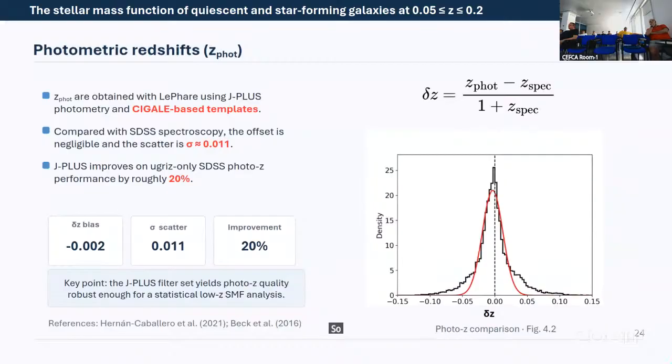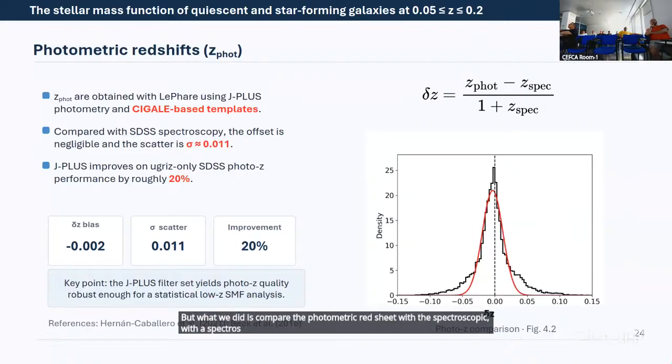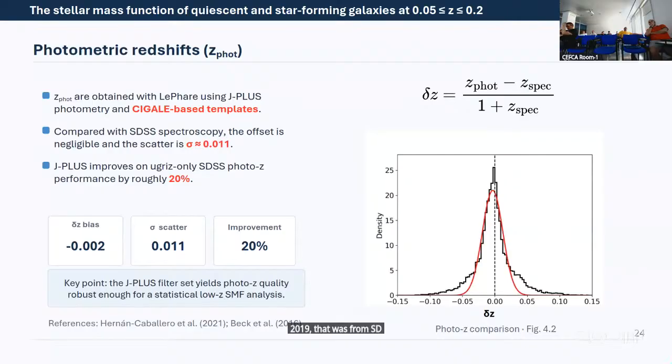Then we need the photometric redshift, which we obtained based on the FAR, thanks to Hernán Caballero. But what we did is compare the photometric redshift with the spectroscopic work from Beck et al. 2019, which was from SDSS spectroscopy. Basically we obtain a nice, very low scatter, and we improve almost 20% in quality from there.